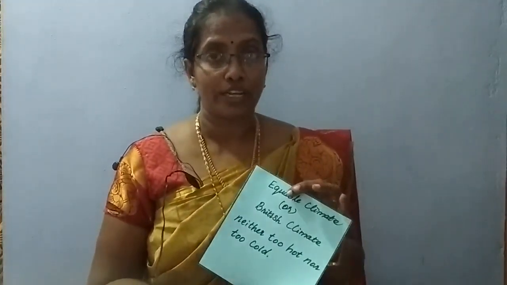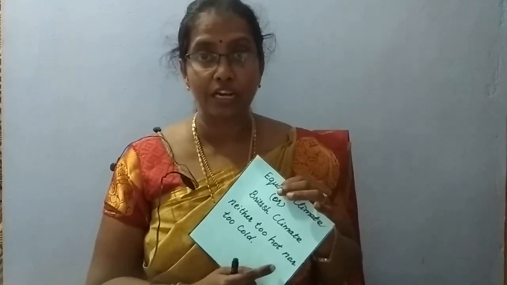Check it. Weather: a blue color box is there. Weather refers to the state of the atmosphere of a place at a given point of time. I showed that chart. Then equable climate, otherwise called British climate, neither too hot nor too cold. These are very important in-book questions, children. Then climate also: 30-35 years of weather conditions is called climate, like that they are telling.